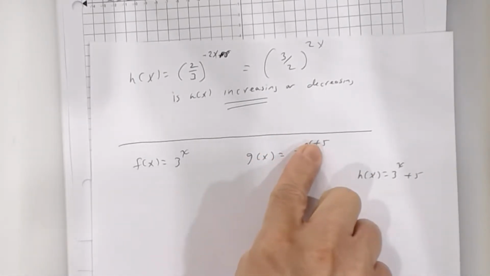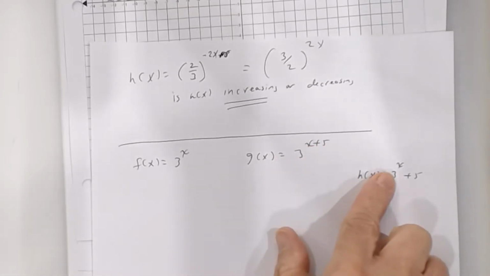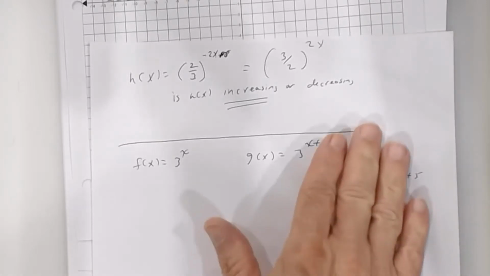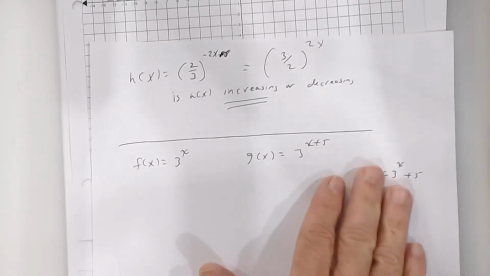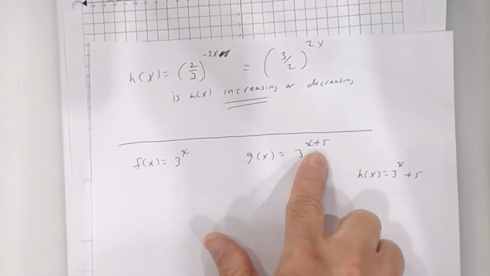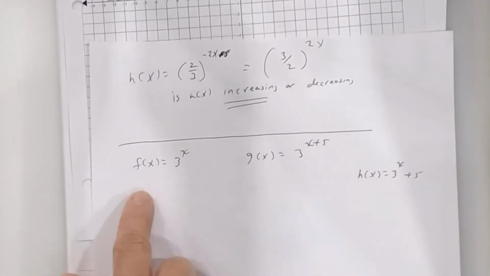That x plus 5 is your exponent. Here, your exponent is just x. Okay? So that plus 5 on the outside here has to do with the vertical translation, either going up or going down. So let's kind of figure out what this does. So that's what we're going to look at. So let's graph 3 to the x first.